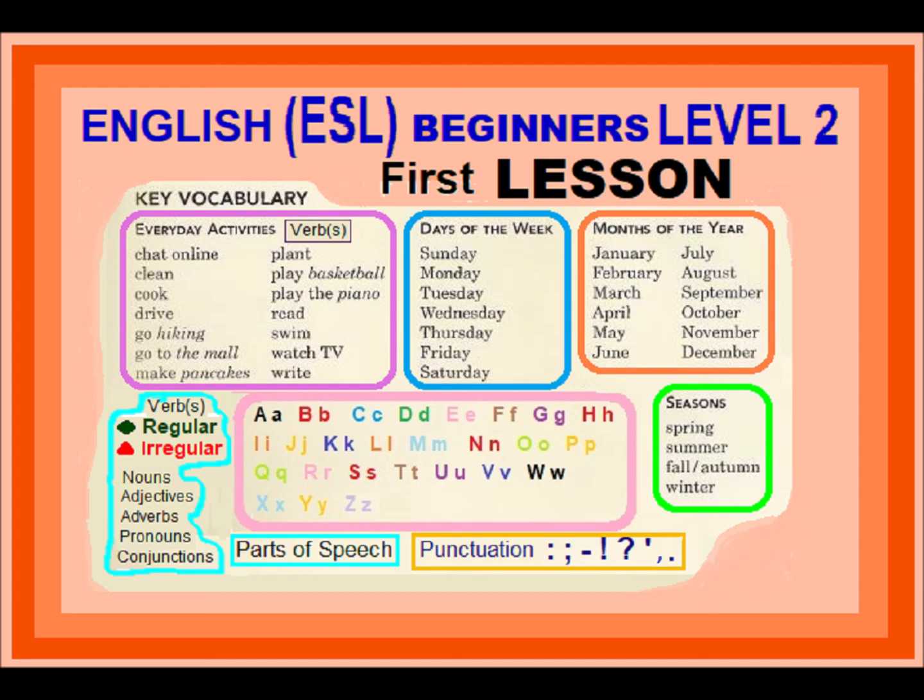And then we have here parts of speech: verbs, regular, irregular, nouns, adjectives, adverbs, pronouns, and conjunctions. These are the main parts of speech of which we may talk in the beginner's class. And punctuation: we have here colon, semicolon, dash, exclamation mark, question mark, apostrophe, period and comma.